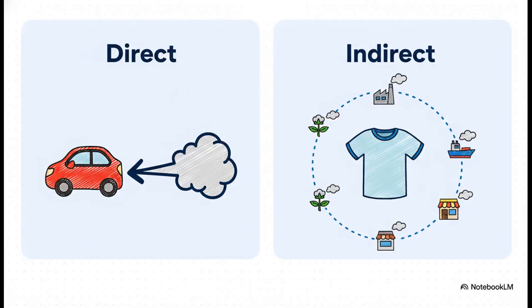So direct emissions are the easy ones to get your head around. Think about the exhaust coming right out of your car's tailpipe. You turn the key, you make emissions. Simple. But then there's the indirect stuff. That's the tricky part. It's all the hidden energy costs. Think about the t-shirt you're wearing. Emissions were created to grow the cotton, to power the factory that wove it, and to ship it all the way to you. Both of these, they both count.